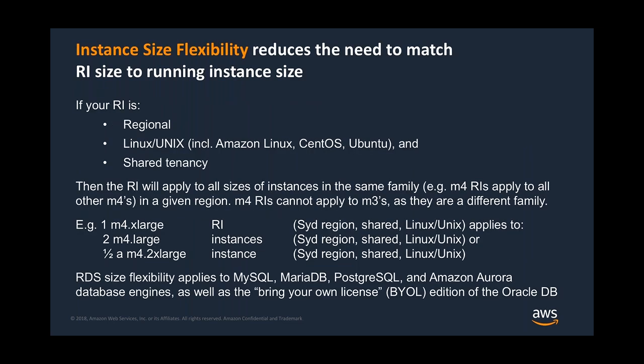One thing to note is that if you do have convertibles, or if you're looking at standard reserved instances, this is offered for both. Both of them, if they're regional, Linux and shared tenancy, can still scale up and down within a particular family and instance. So for example, if you have an M4 X large, you can scale that to two M4 larges, or the inverse, half of an M4 2X large. So instance size flexibility is available for both standard and convertible, as long as you're within those characteristics: regional, Linux, and shared.